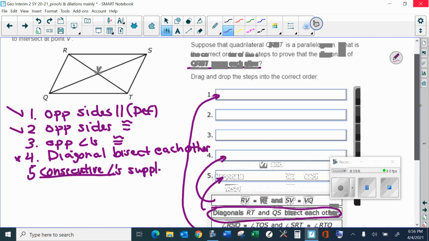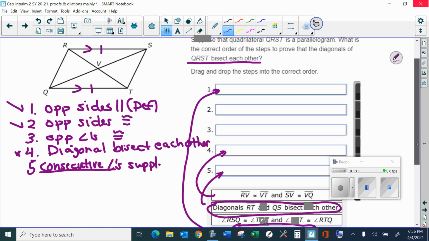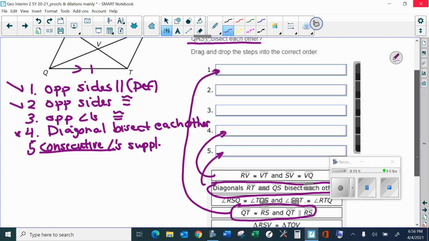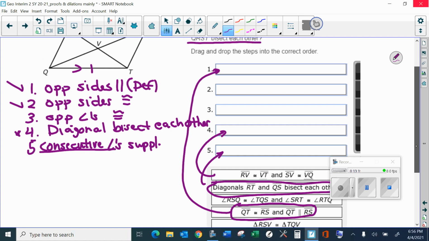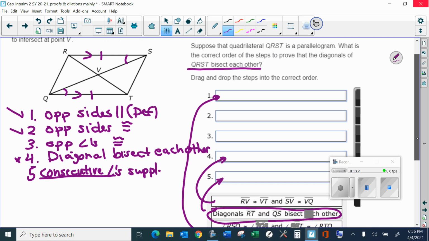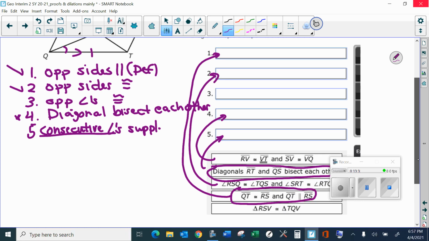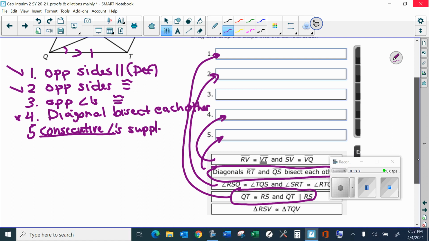QT and RS are the ones they're using. QT and RS, opposite sides parallel and congruent. Okay, so now I have that in there. Now what do you have? Angle RSQ is congruent to TQS. That one, that one. Okay, why do we have that? From parallel lines cut by a transversal, alternate interior angles. Notice we don't have to put the justifications on it. So now this is going to be step two. Now I can prove the triangles are congruent.